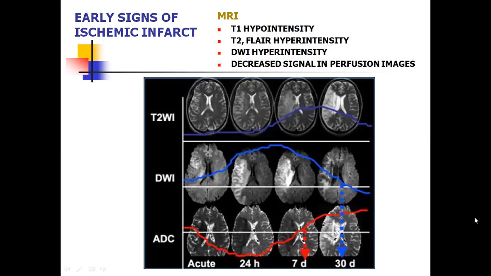And one more modality called apparent diffusion coefficient. These are values calculated automatically by the software from diffusion weighted images. This will be of low signal intensity with a maximum at 24 hours, and then will increase in signal intensity and finally becomes bright in the chronic stage.